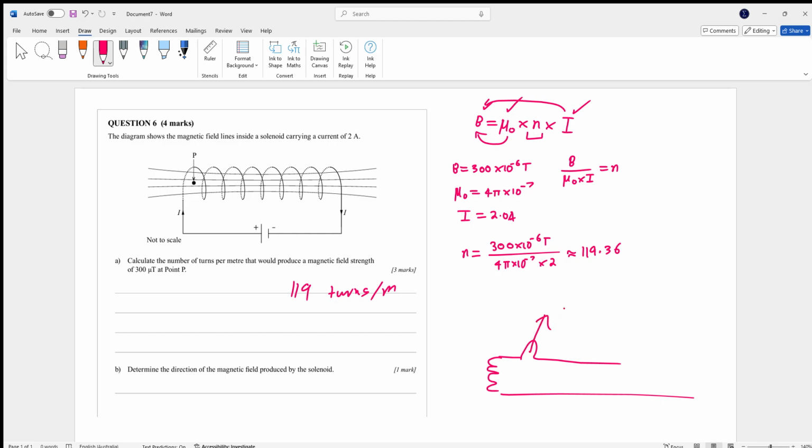Your thumb is always the direction of your conventional current, or the velocity, okay? Your fingers represent the direction of the magnetic field strength. And then your force is perpendicular to your palm. Now, in this situation here, all we need is the thumb and the fingers. So if we look at the solenoid, we can see the current is going like this through the solenoid, like so.